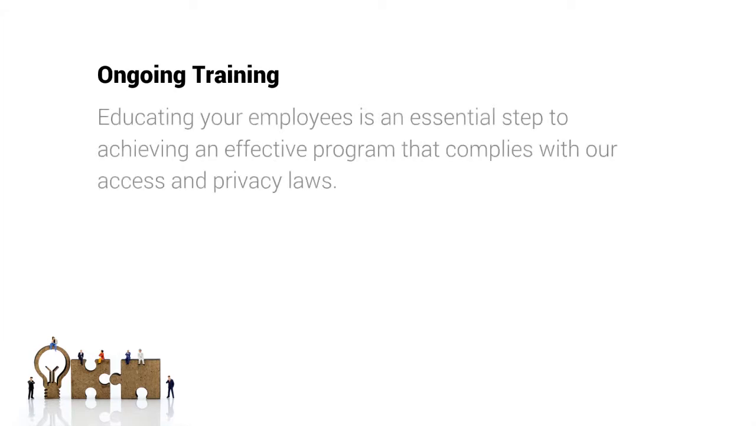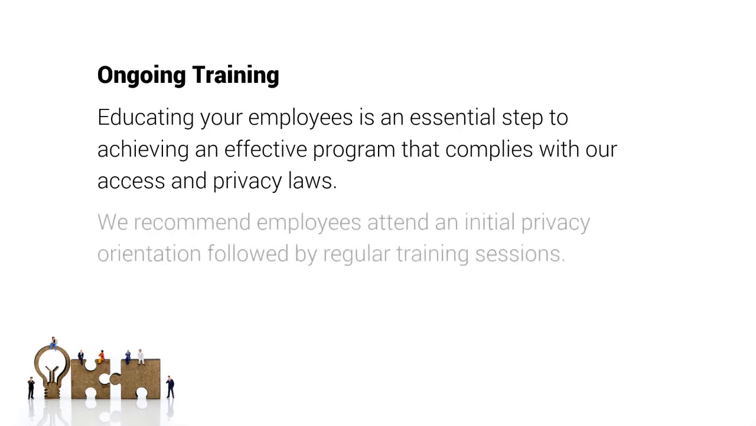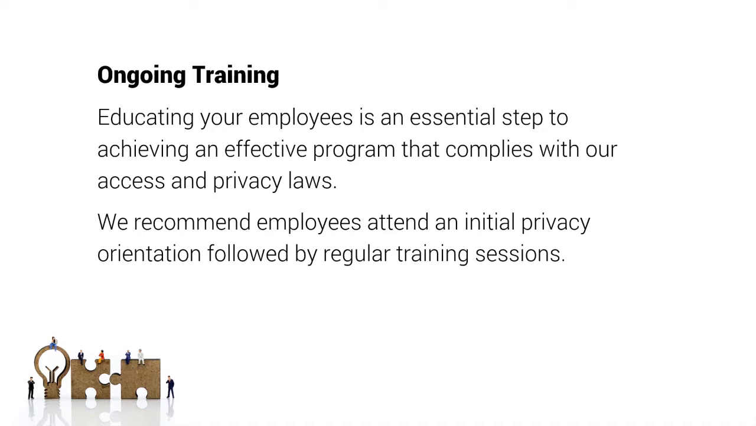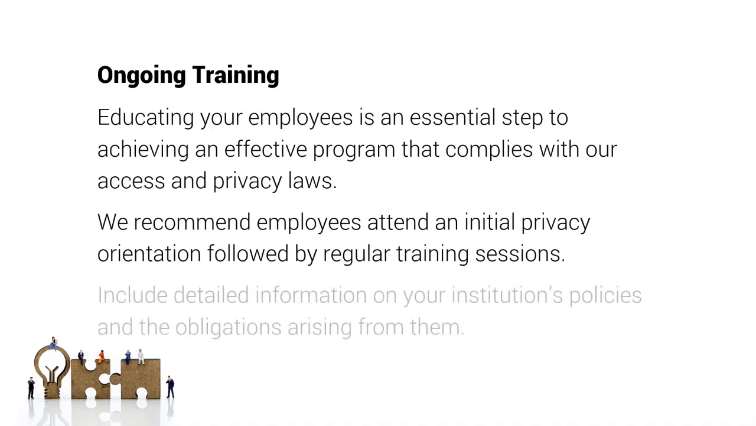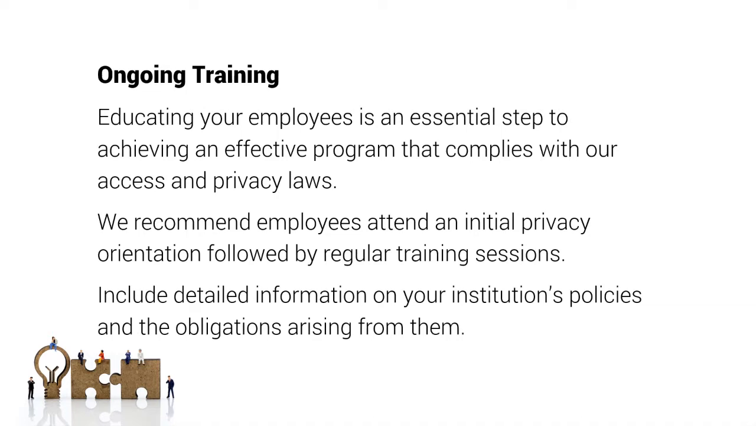You are responsible for training employees to ensure that they understand their duties with regard to your institution's video surveillance program. Educating your employees on their responsibilities is an essential step to achieving an effective program that complies with our access and privacy laws. We recommend employees attend an initial privacy orientation followed by regular training sessions. This training should include detailed information on your institution's policies and the obligations arising from them.